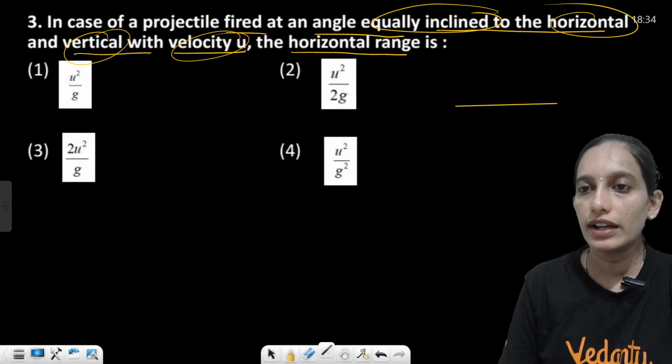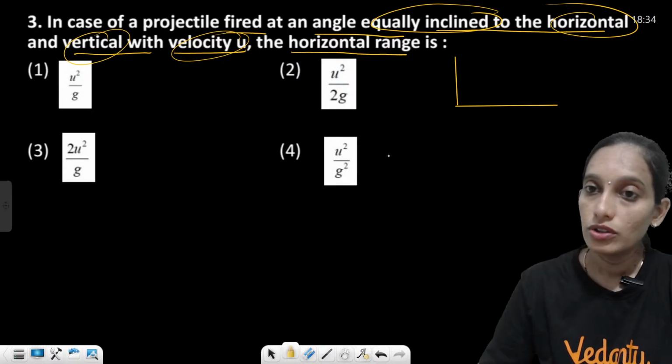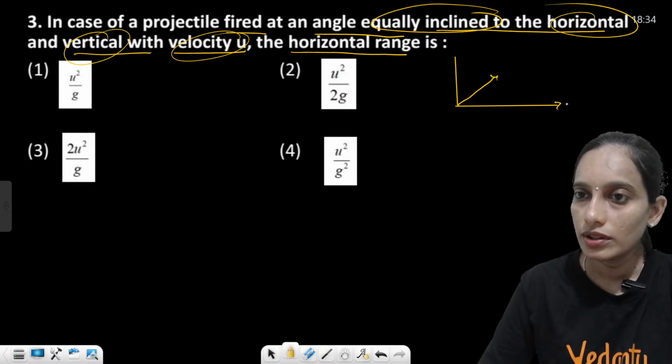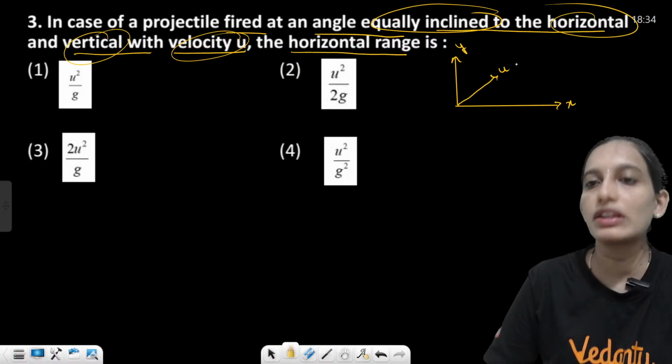So if I just consider a projectile motion, so this is my x axis, this is my y axis, this is our initial velocity direction.